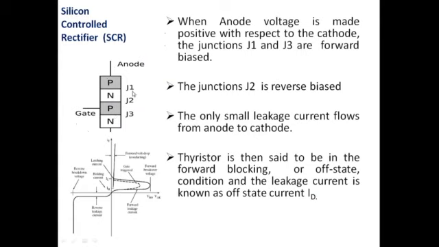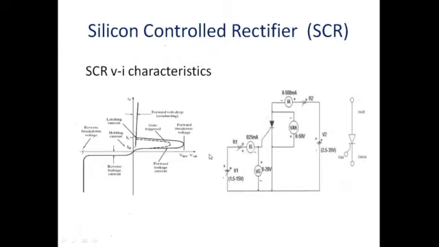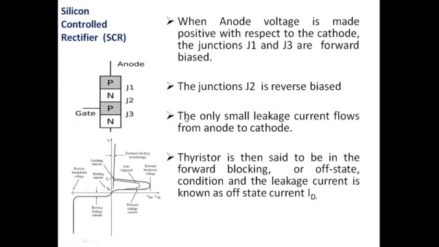J1 is forward biased and J3 is forward biased when you have connected the anode to positive potential and the cathode to negative potential, as shown in this picture. If you consider this an SCR, J1 is forward biased, J3 is forward biased. We will see what happens to J2.